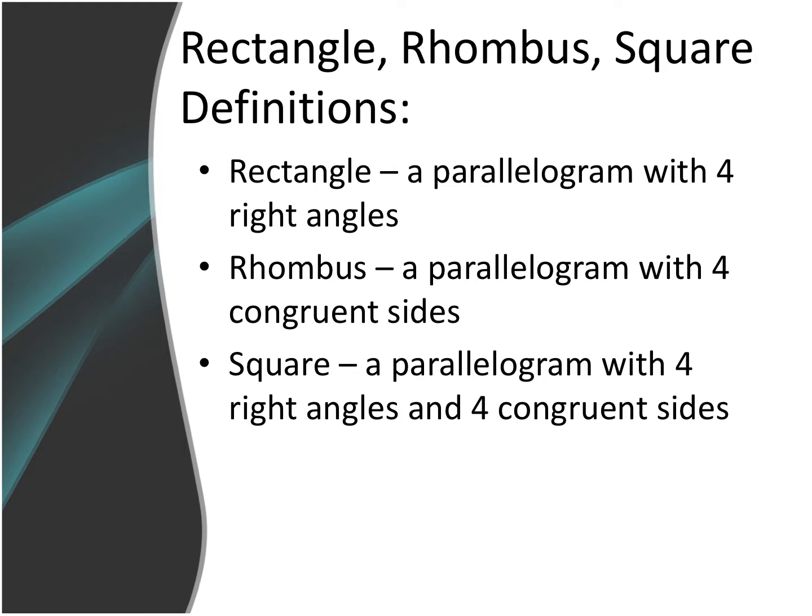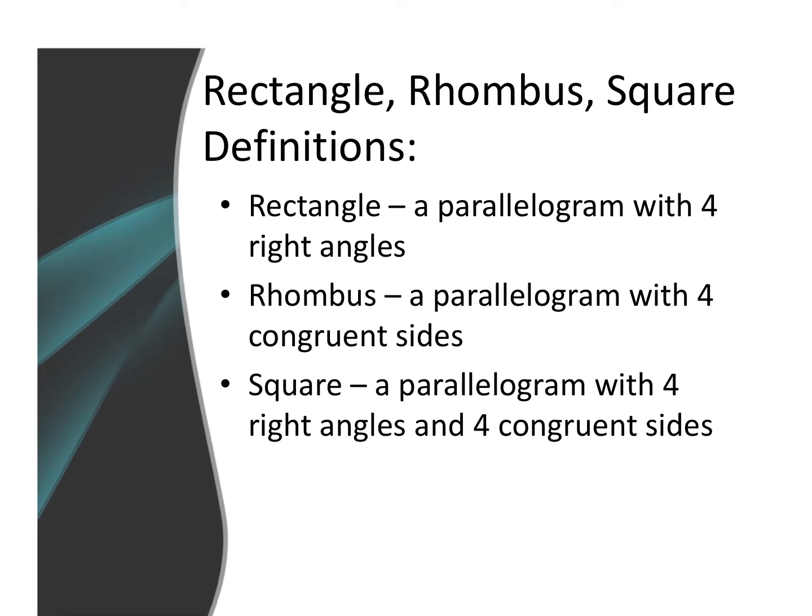So first we're going to define what a rectangle, rhombus, and a square are. So all three of these are parallelograms. So notice in the definition, a rectangle is a parallelogram with 4 right angles. So if I draw my rectangle here, remember the parallelogram looks like this. But the rectangle, as soon as we straighten up the sides and add in 4 right angles, then that parallelogram turns into a rectangle. A rhombus is a parallelogram with 4 congruent sides.